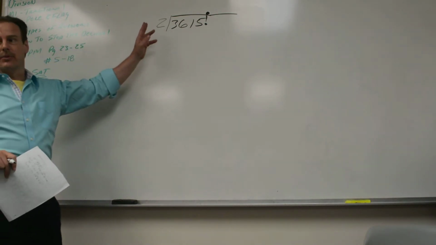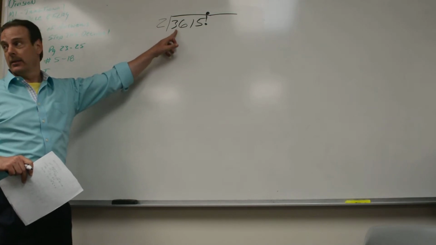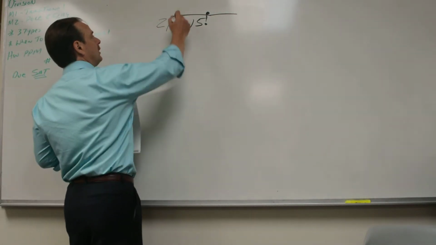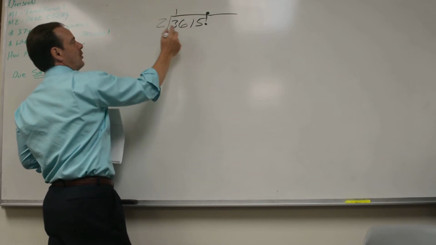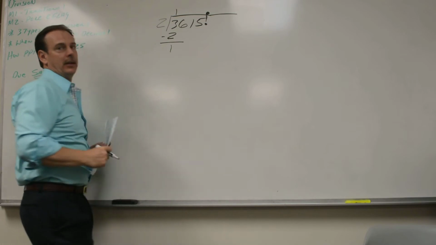This is probably the way most of you were taught to divide. We take the 2. Does the 2 go into 3? Yes, one time. So we'll put a 1 here above the 3. 2 times 1 is 2. We're going to subtract that away. 3 minus 2 is 1.